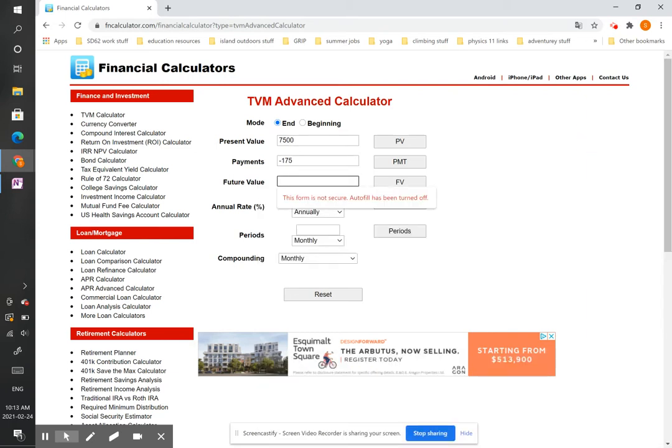So if we want him to pay off the entire loan, we are going to set future value to 0, if it will let me.